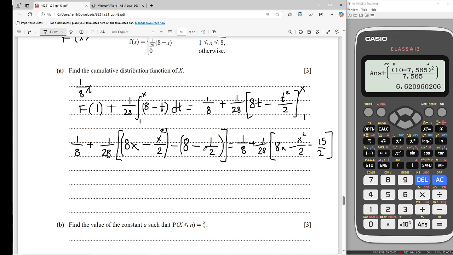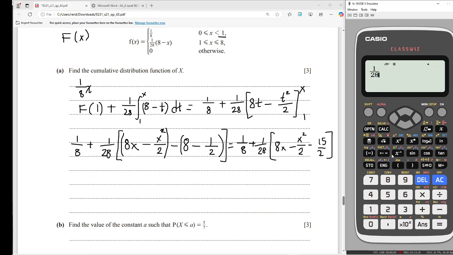To simplify this more easily, let's take this negative 15 by 2 out and then add this with 1 by 8. So when we do that, we get 1 by 28, and then we multiply this with negative 15 by 2, and then we add that with 1 by 8, which gives us negative 1 by 7.